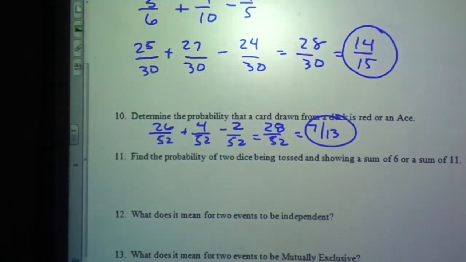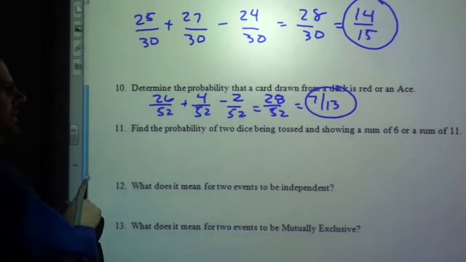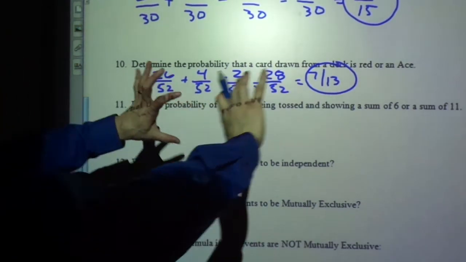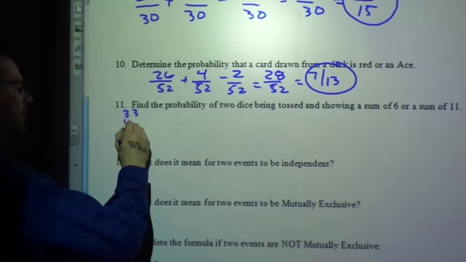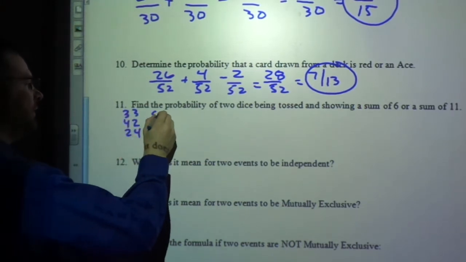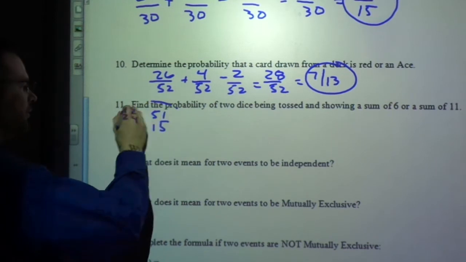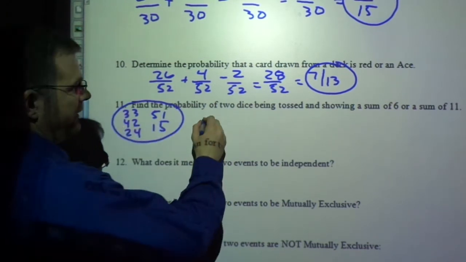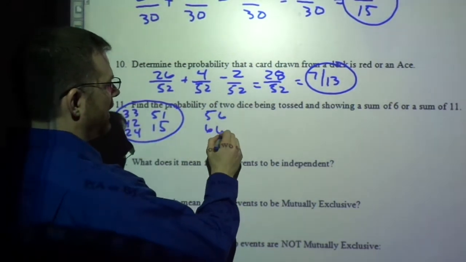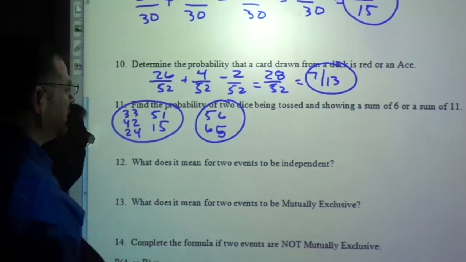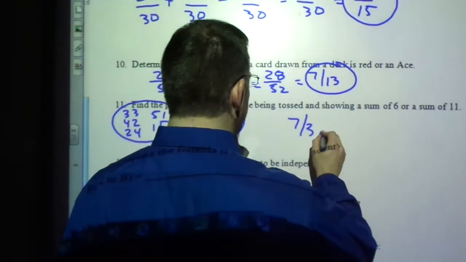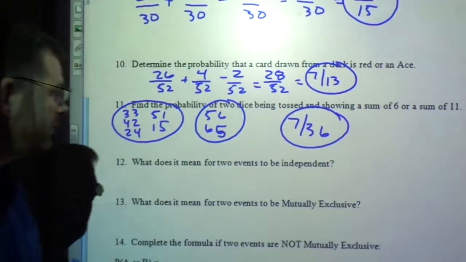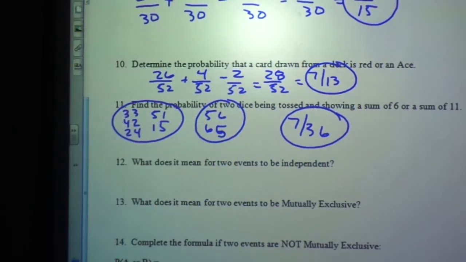Probability of 2 dice showing a sum of 6 or a sum of 11. Those are mutually exclusive. Those are separate events. So just find the sum of 6: 3, 3, 4, 2, 2, 4, 5, 1, 1, 5. Those all add up to be 6. And then 5, 6, and 6, 5 add up to be 11. So 1, 2, 3, 4, 5, 6, 7 rolls out of the 36. We can just add them together. These 5 plus those 2.